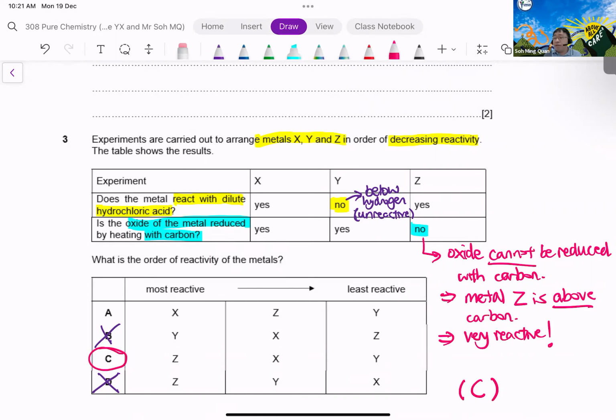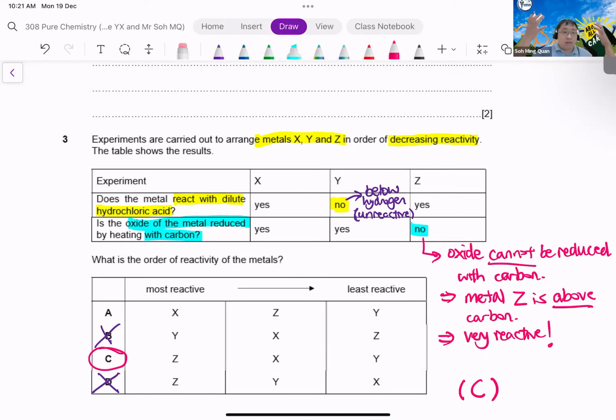Okay, now this MCQ was not from the pure chem paper. This MCQ was from the combined science TYS. But I've chosen this question because after so many years of teaching combined science and pure chem, I do notice that it is such a question that will always trick students. Okay, so please don't be tricked. If the oxide cannot be reduced, that means it's very reactive metal.